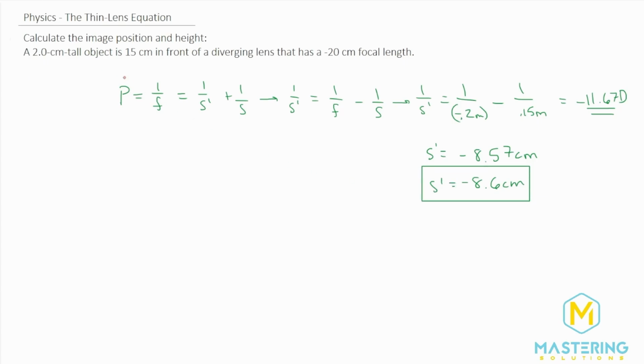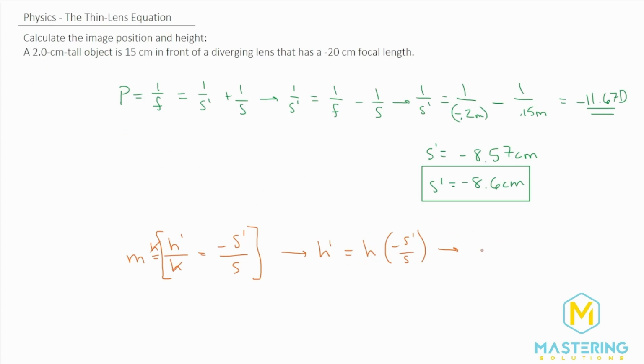Now, if we move on to the height of the image, we're going to use the magnification equation. That says that the height of the image divided by the height of the object is also equal to the negative image distance over object distance. We've done these on the past several problems. We're trying to solve for the image height, so if we multiply both sides by h, that will isolate the image height, and that's h times negative s prime over s.